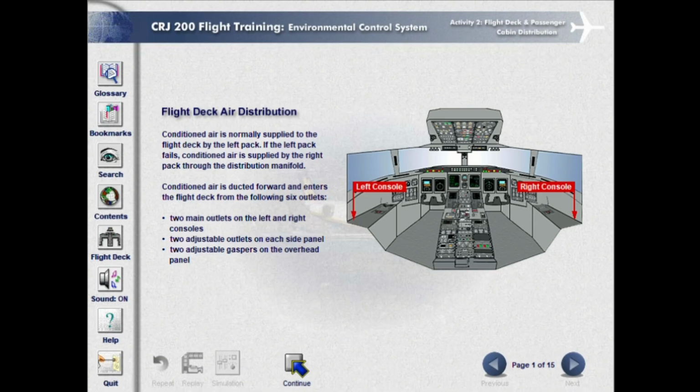2 main outlets on the left and right consoles. 2 adjustable outlets on each side panel. 2 adjustable gaspers on the overhead panel.